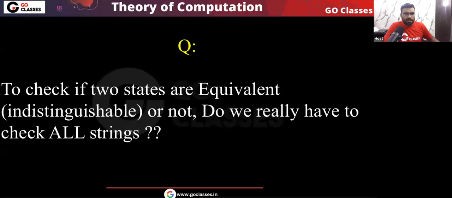Okay. Now, to check if two states are equivalent, is it necessary to check all the strings? You might be thinking, sir, there are infinite number of strings: strings of length 0, strings of length 1, strings of length 2, 3, 4, 5. So if I want to check whether two states are equivalent or not, do I have to check all the infinite number of strings? Tell me. Do we really have to check all the strings?